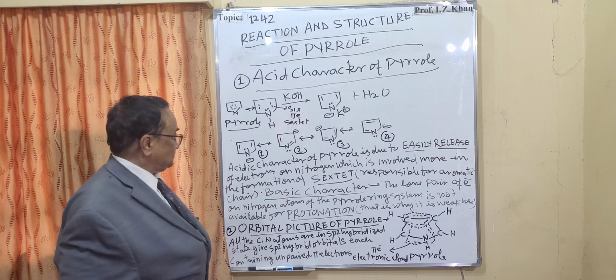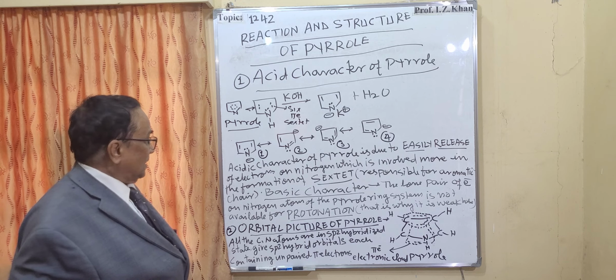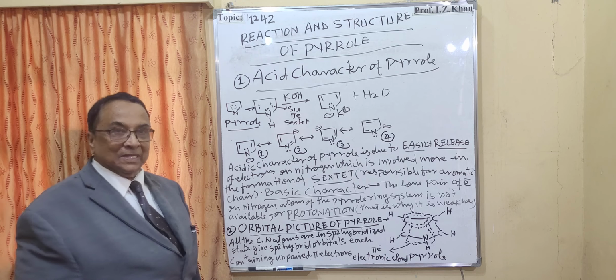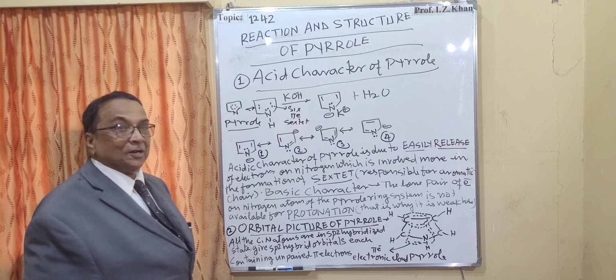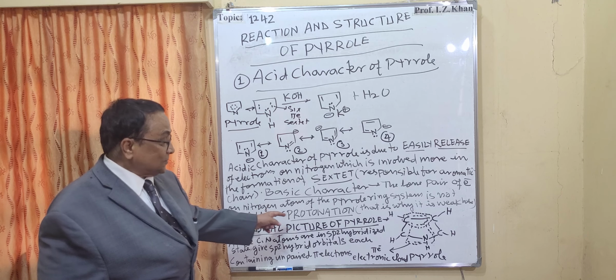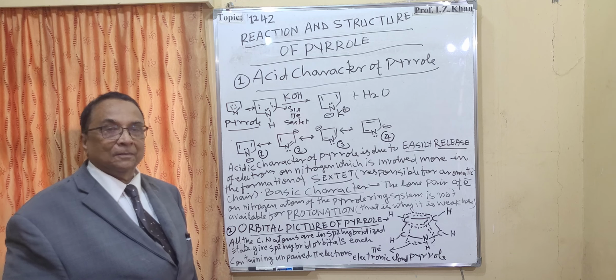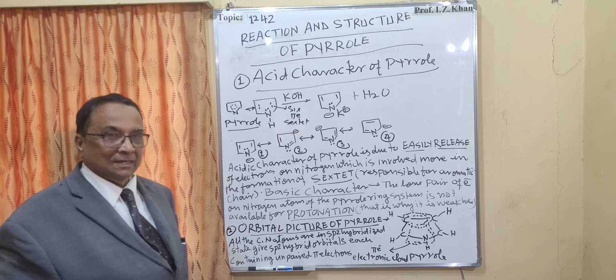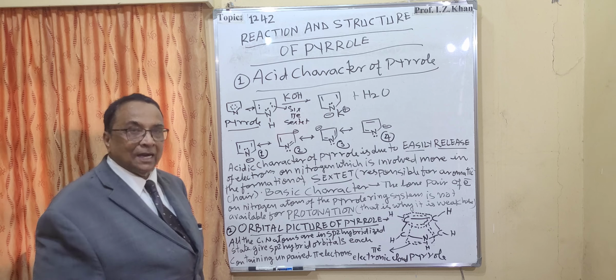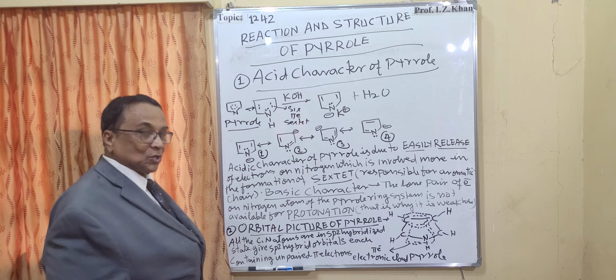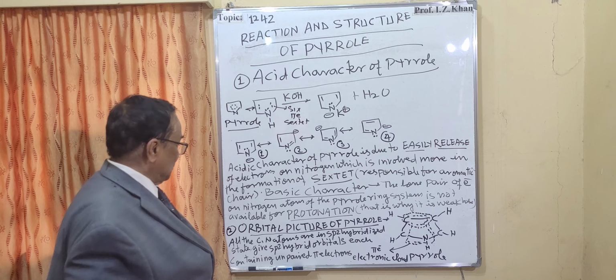And also, now let us discuss the basic character. The lone pair of electrons on the nitrogen atom of the pyrrole ring system is not available for protonation. So since protonation is not done in presence of this lone pair, that clearly indicates the reason for it becoming a very weak base, because protonation is not easily possible.